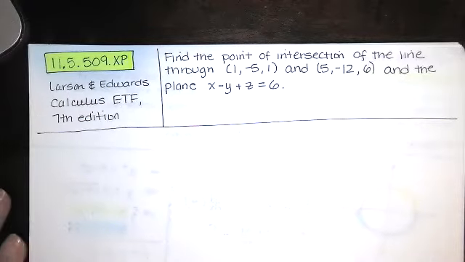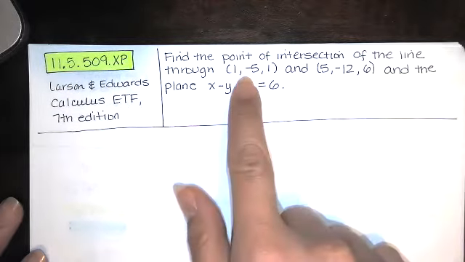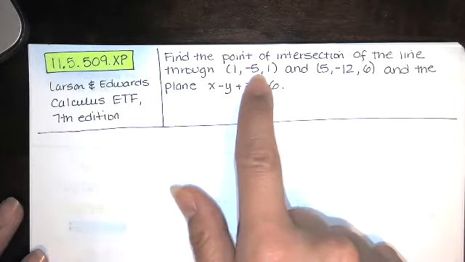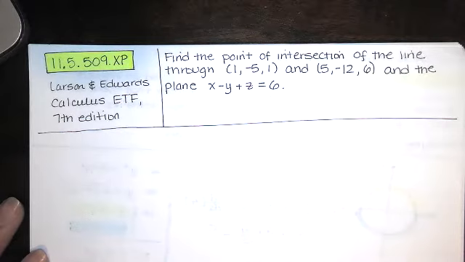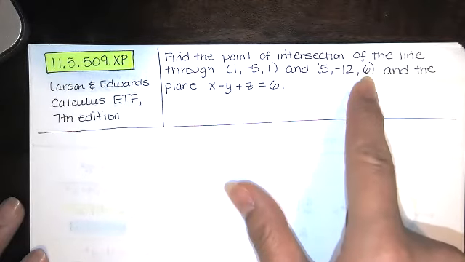In this video, we solve problem 11.5.509.xp from the Larson and Edwards Calculus Early Transcendental Functions text, 7th edition. We're asked to find the point of intersection of the line that passes through the point x equals 1, y equals -5, and z equals 1, and it also passes through the point x equals 5, y equals -12, and z equals 6.